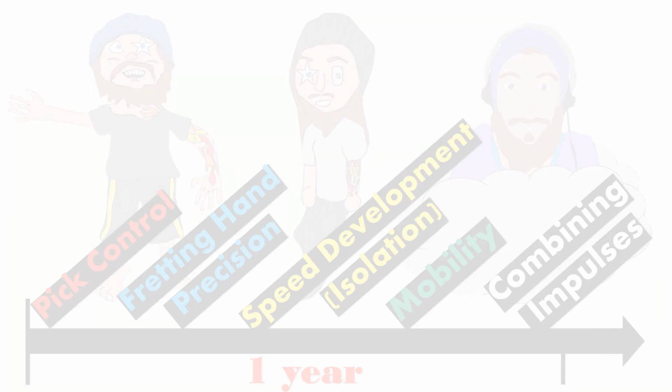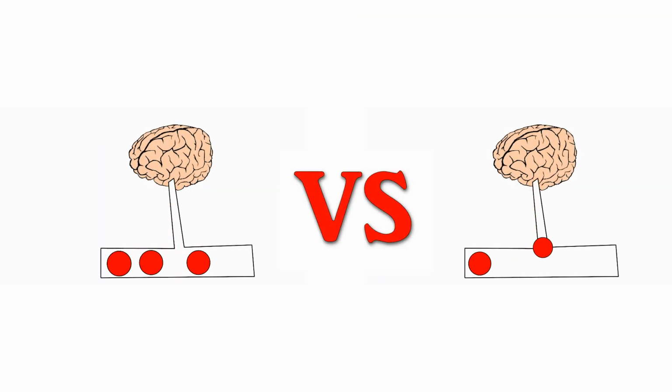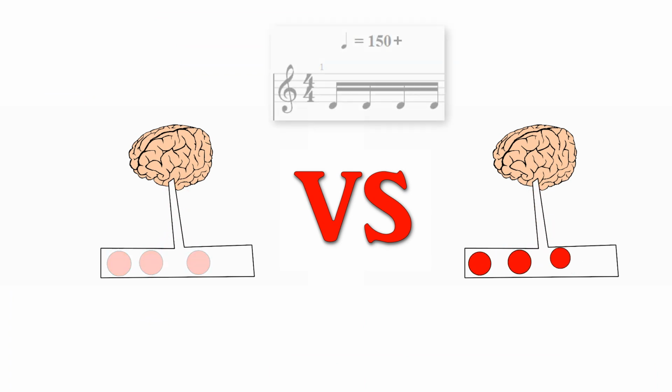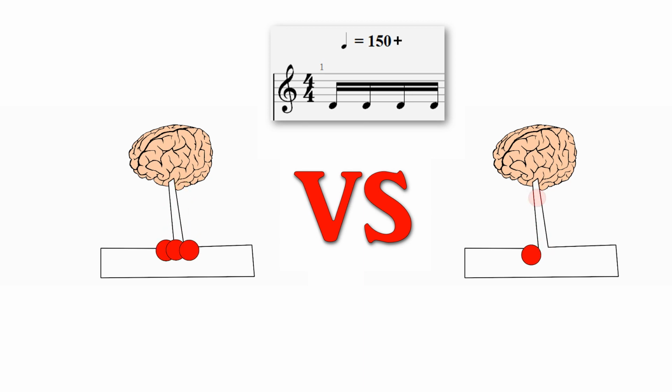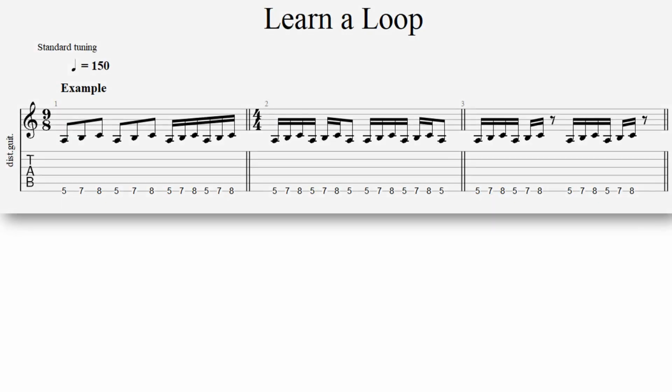As I mentioned in the previous video, we can consolidate sequences of notes into singular brain impulses when we practice at speeds higher than 150 beats per minute. Here's a quick example of what this process looks like.